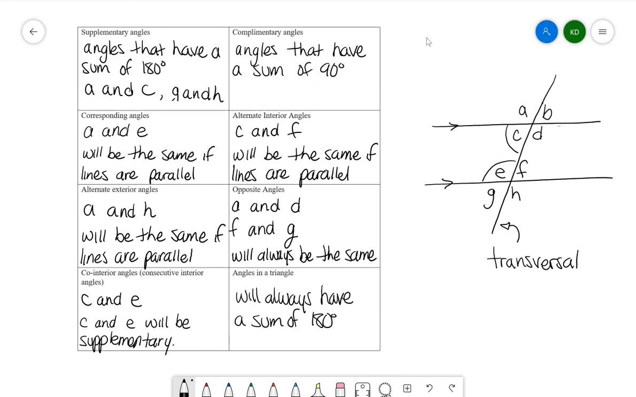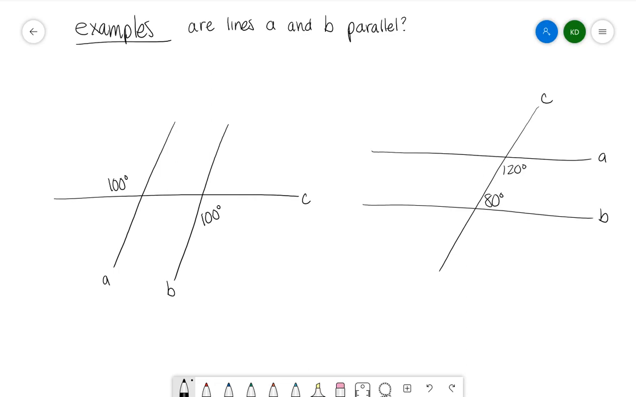What I want to talk about next is how we can actually use these definitions to identify if two lines are parallel or not. Let's look at a few examples. The example we want to look at is answering the question, are lines A and B parallel? We want to use the definitions from before to identify if two lines are parallel. So let's first look at the first example.